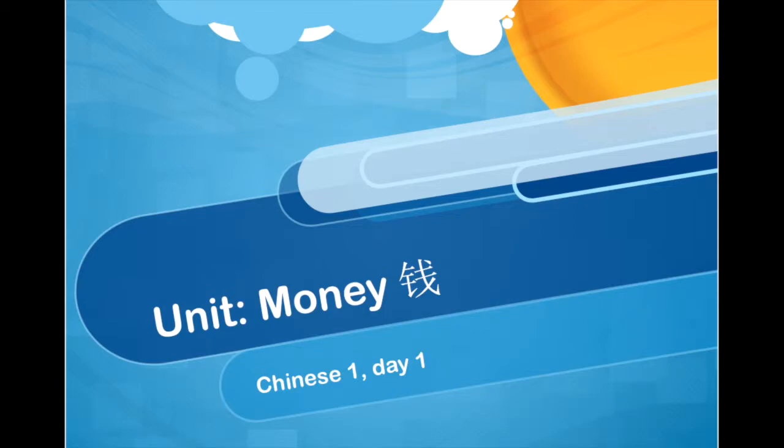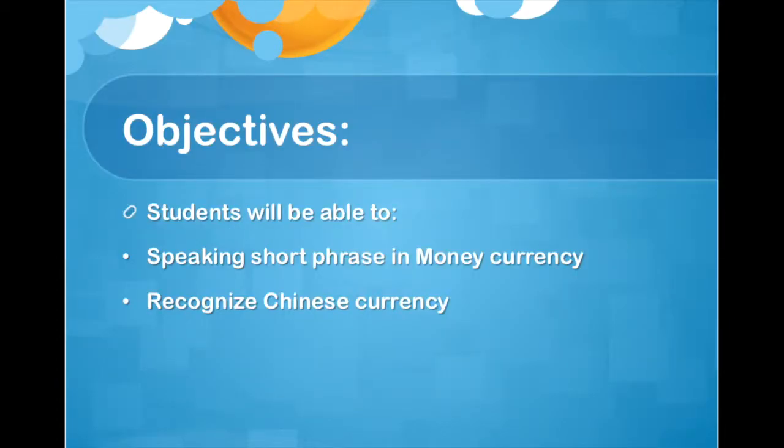Okay? 好。So for this week's objectives, students will be able to speak short phrases about money and currency and recognize Chinese currency. So it's very easy requirements for this week's unit. 所以这周的任务很简单，我们只需要学习如何说人民币中国的钱和如何认识人民币。OK，好。So we know money in Chinese is 钱 and the Chinese currency in Chinese is 人民币.